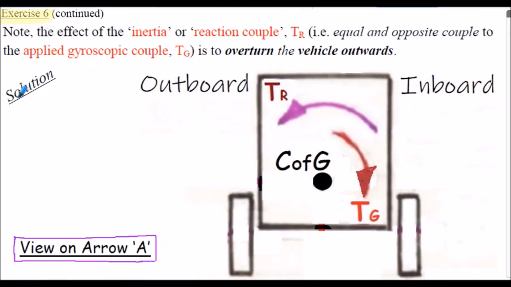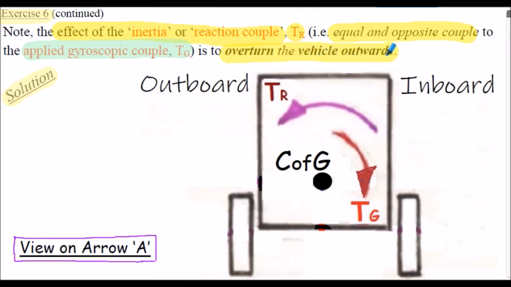Exercise 6, solution continued. Just note that the effect of the inertia or reaction couple, labelled TR, which is equal and opposite to the applied gyroscopic couple, labelled TG, is to overturn the vehicle outwards. So TR, shown here, has the effect of overturning the vehicle outwards and is equal and opposite to the applied gyroscopic couple we calculated, TG. Both in this case assumed to act about the centre of gravity of the vehicle.